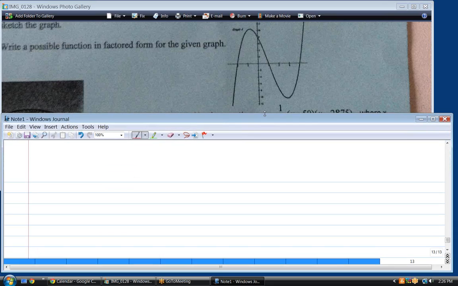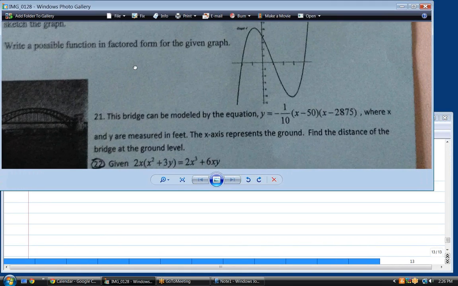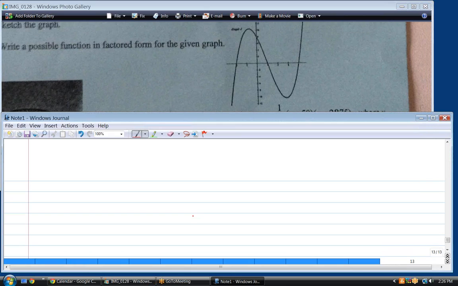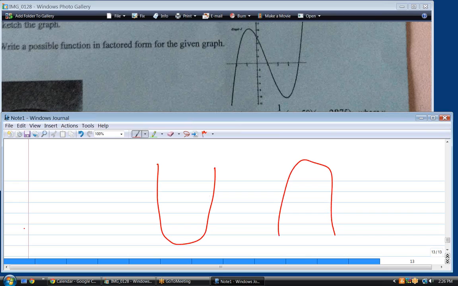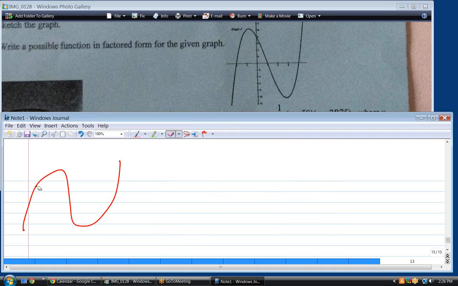Now, 20 is a little different because it's not a quadratic. We know that quadratics are parabolas. In other words, quadratics look like either this or like that. They don't ever look like this. When you have something that has two humps, in other words, a peak and a valley, it's a cubic. It's going to start with x cubed.